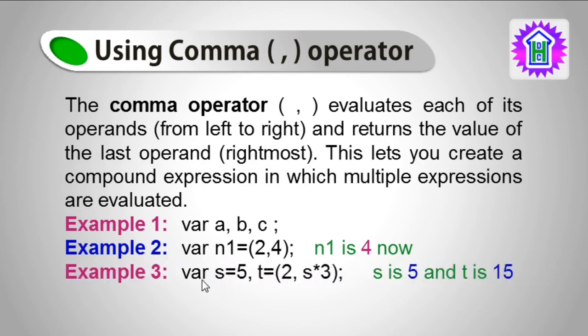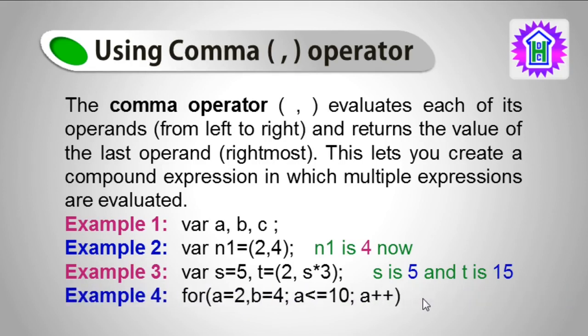Example 3. var s equals 5 comma t equals within parentheses 2 comma s times 3. Now s is already assigned 5. Now t has two assignments. Initially t is assigned 2 and then t is assigned s times 3, and the value of s is 5 and it is multiplied by 3 to get 15. Now after this line is executed, the value of s will be 5 and the value of t will be 15.